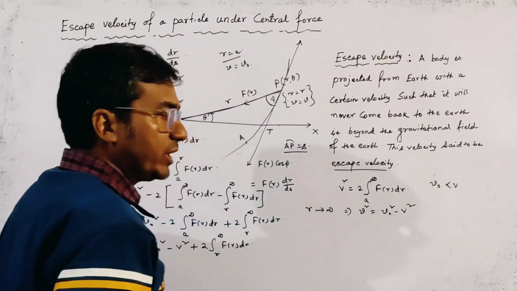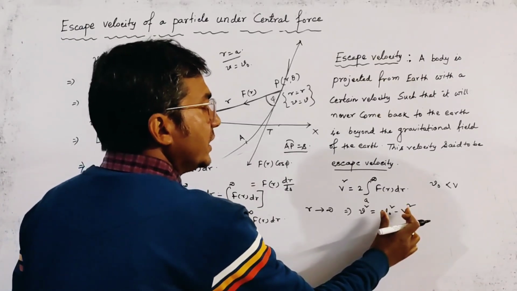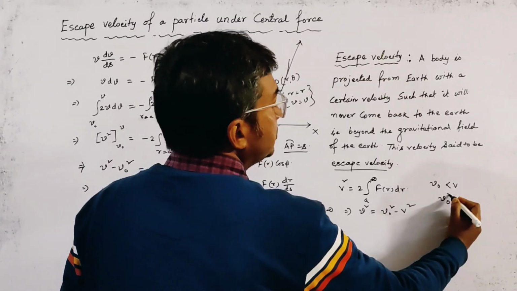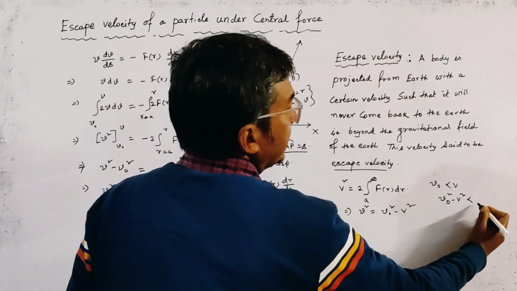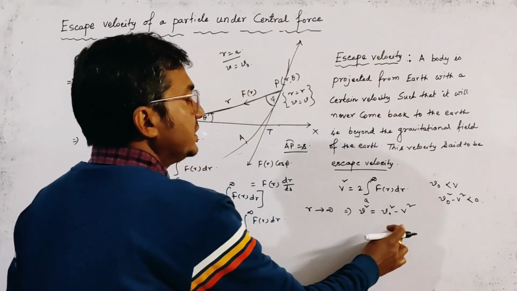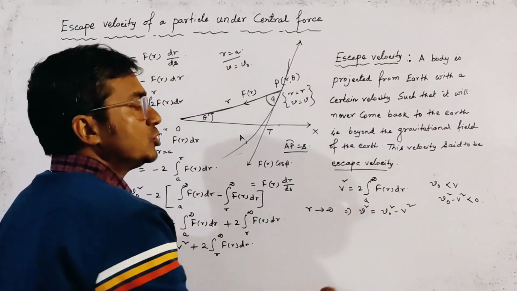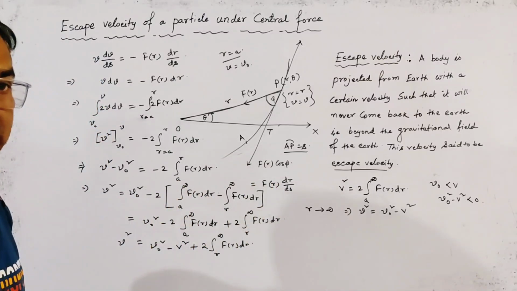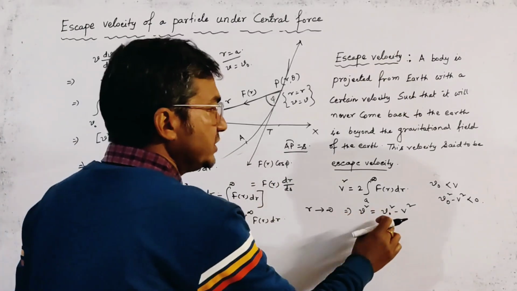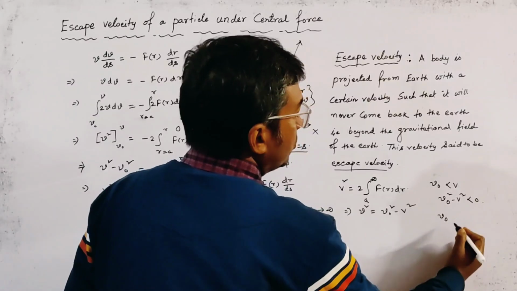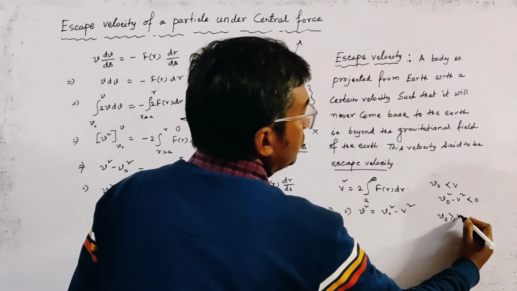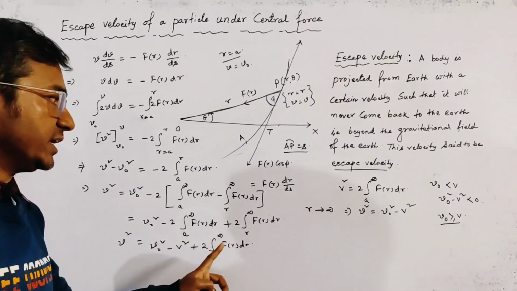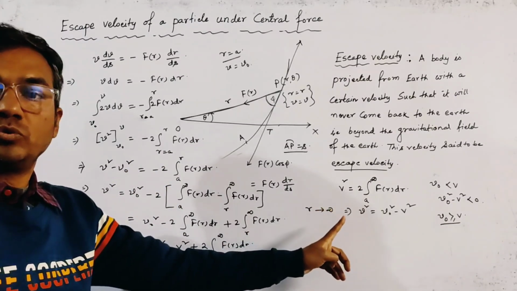Okay, now if we take v0 less than V, then from the right side of this relation we get a negative result, that is v0 square minus V square less than 0. But the left side is a perfect square, so this is not real. So our initial velocity v0 must be greater than or equal to V to reach the particle to infinity, because we take here r tends to infinity.